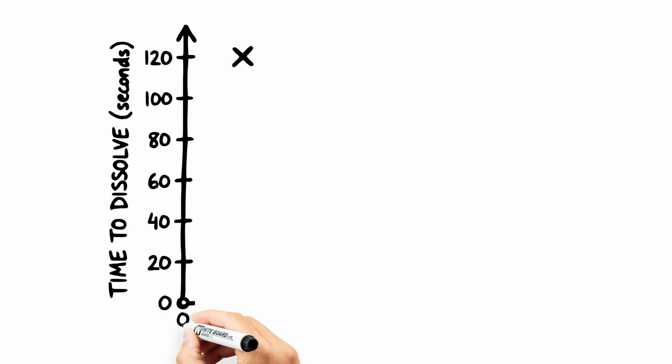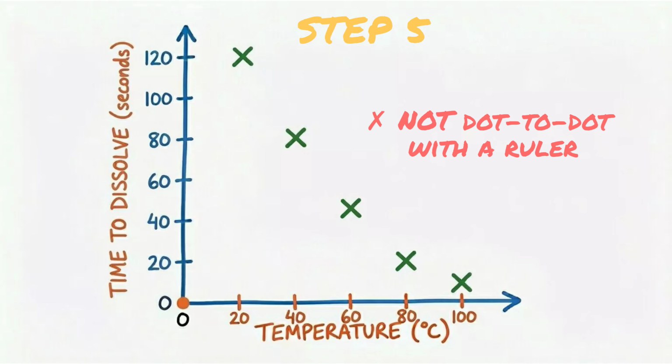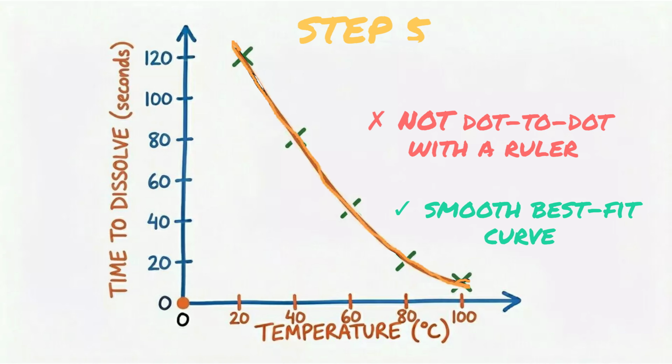Step 5. Draw the line. Not dot to dot with a ruler. One smooth, best fit curve flowing through all 5 points following the trend. Freehand. Like this.